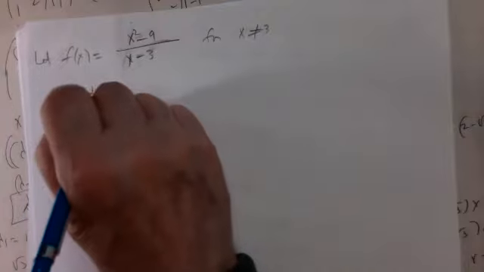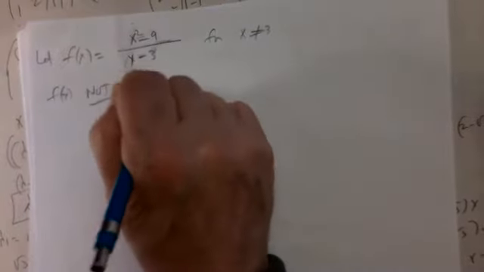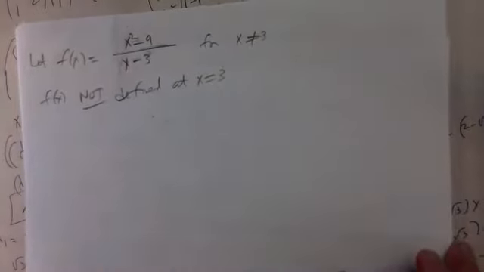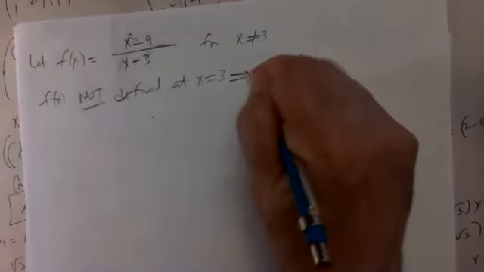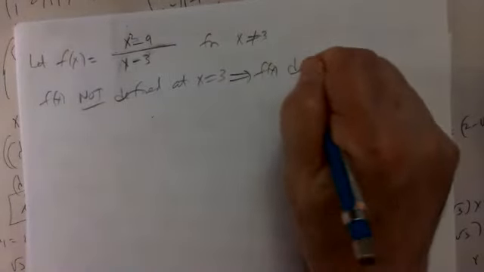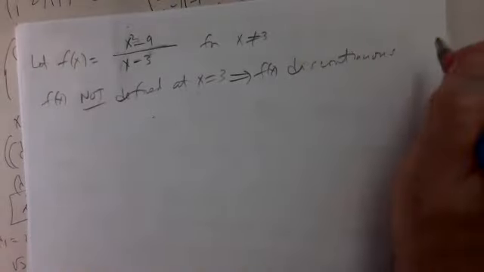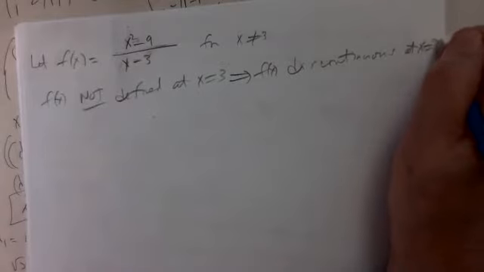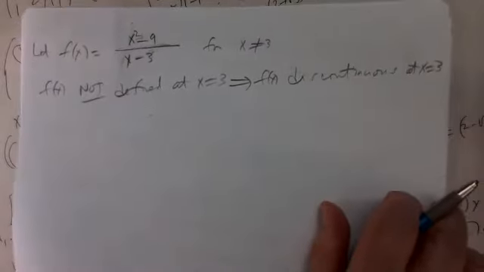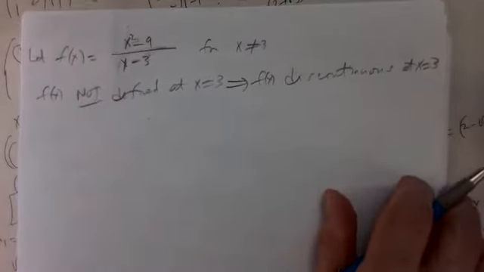So f of x is not defined at x equals 3. And if a function is not defined at a point, it's discontinuous there. So f of x is discontinuous, that means not continuous, at x equals 3. All right.